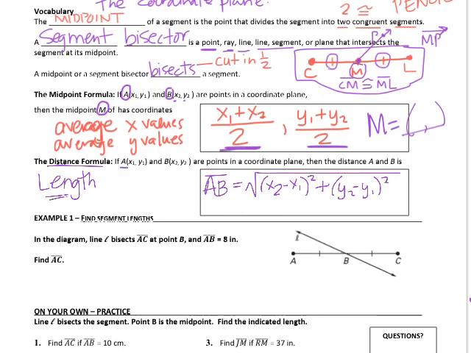So if we have point A and it has an x and a y value, and we have point B and it has an x and a y value, then we can plug those values into the distance formula to find the length of the line.